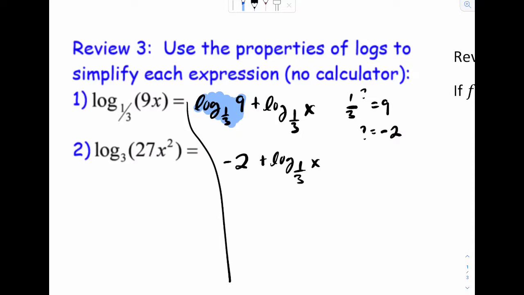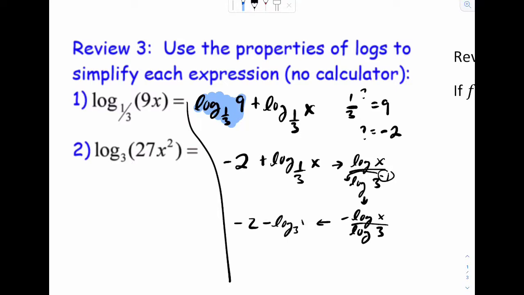And you could leave it like that, but I'm actually going to show you, you could go a little bit further, because we can think of this log base 1/3 of x as log x over log 1/3. And let's think of that 1/3 as 3 to the -1, and that -1 has the power to move down. So really it becomes this, negative log x over log 3. So we did all that work to say, another way to write this is -2 minus log base 3 of x.